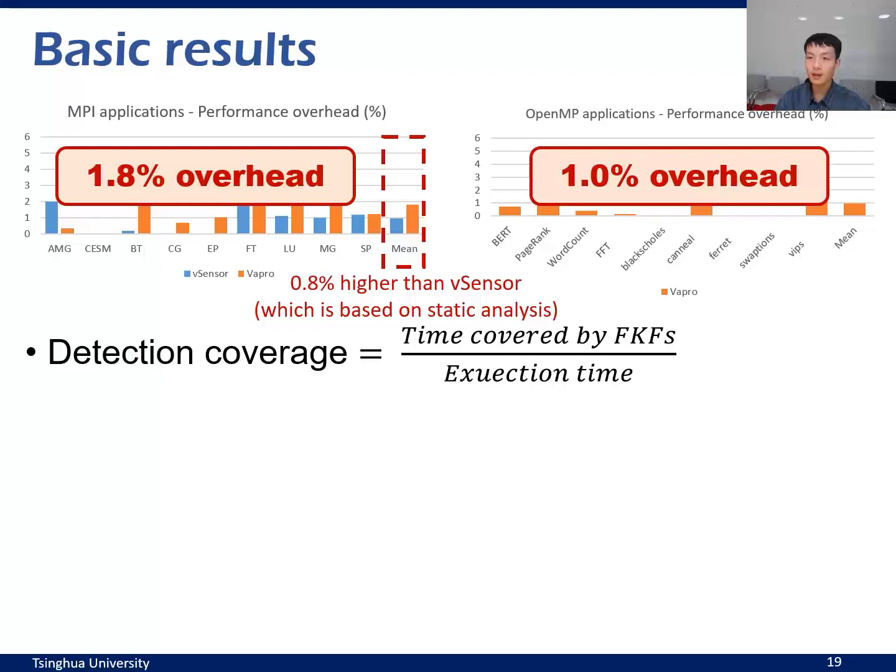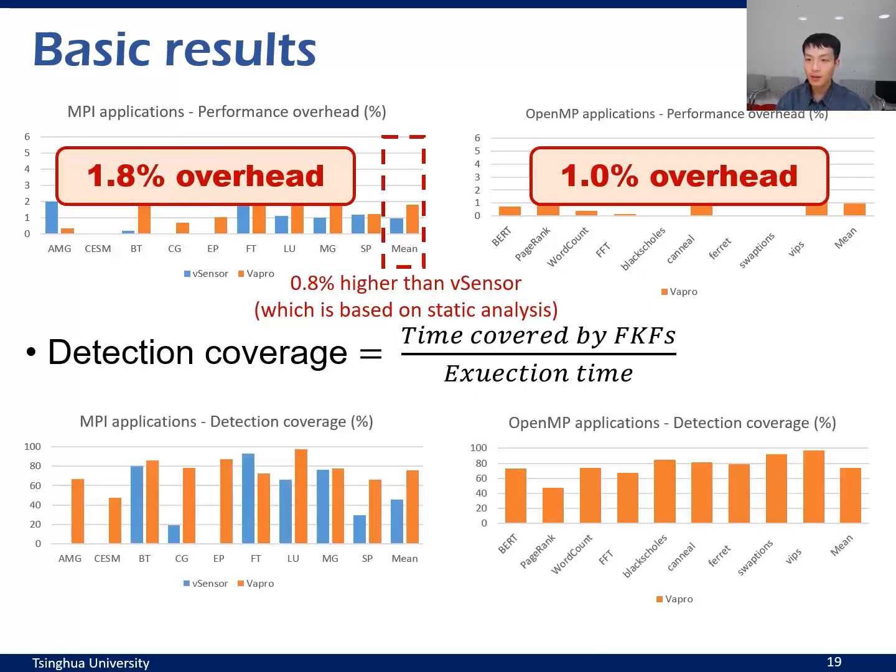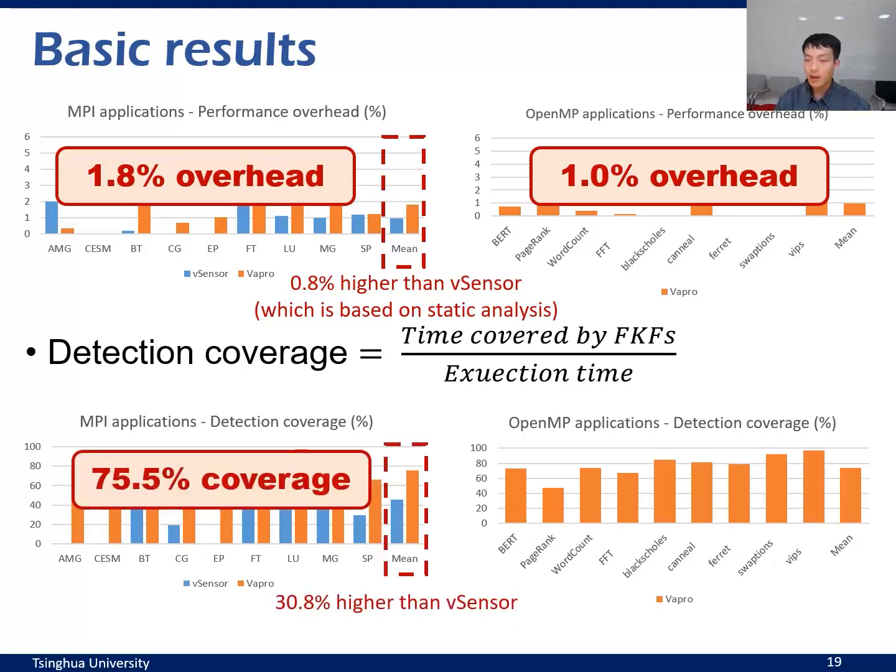Next, another important metric is detected coverage. This metric shows how much time is covered by fixed workload fragments. A higher coverage covers more execution time, and more variance is likely to be found. The results show that Vapro has a 75% average coverage and is 30% higher than vSensor. This shows the average detection ability of Vapro is stronger than vSensor.